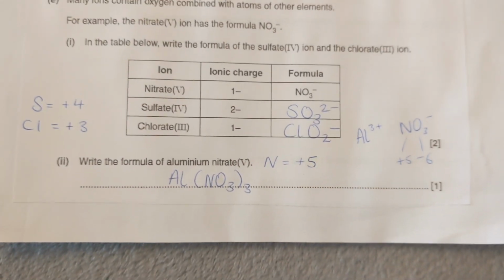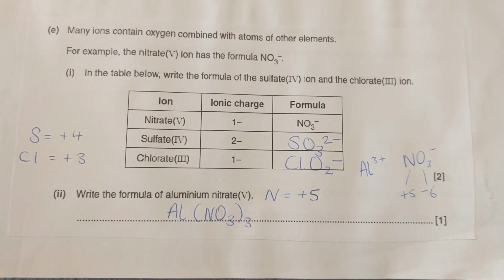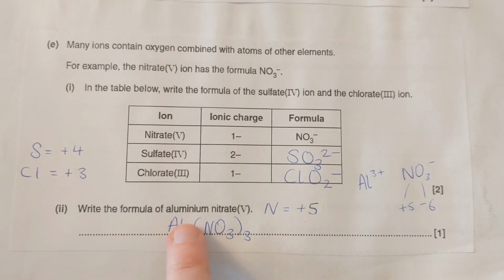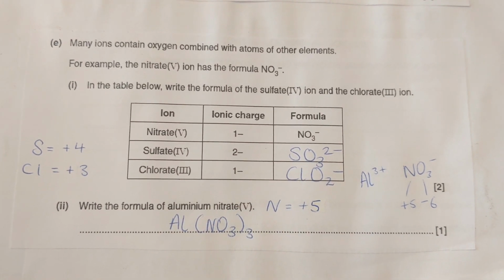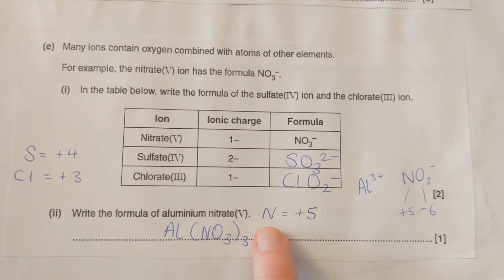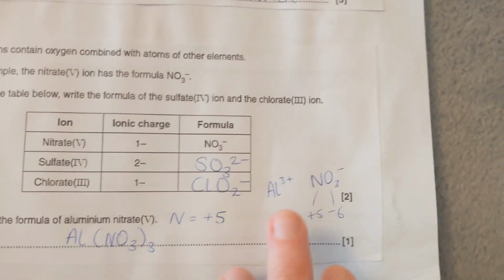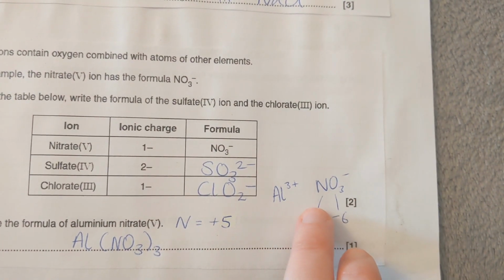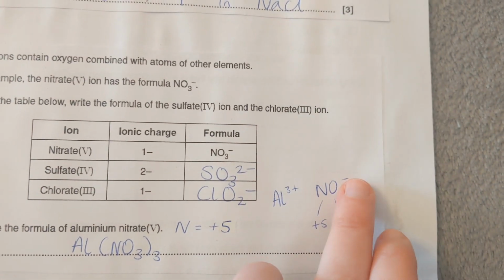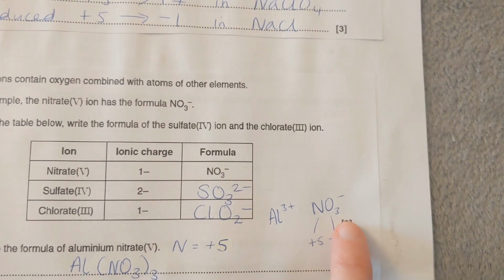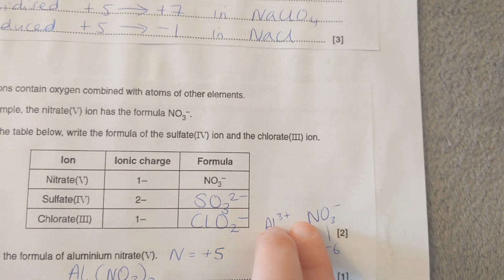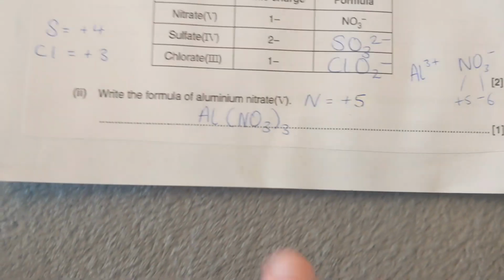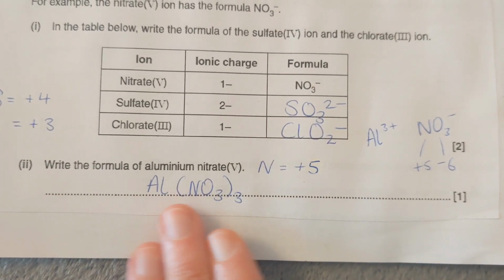And the very last part of this question, write the formula for aluminium nitrate 5, and that's telling us the oxidation number of the nitrogen. So aluminium forms a 3+ ion, it's in group 3. Nitrate, the ion is NO3 1-, so we need 3 of the nitrates to balance out this 3+ charge on the aluminium. That is the formula of aluminium nitrate.